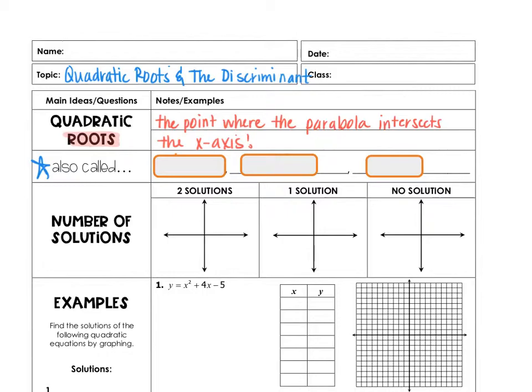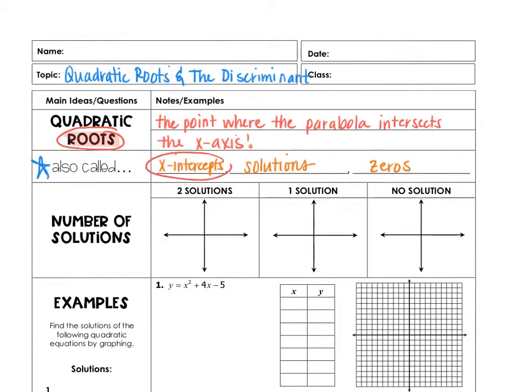We've heard of something like this before when we talked about lines, the point where something crosses the x-axis. So quadratic roots are also called x-intercepts, the point where the graph crosses the x-axis. They're also called solutions, and they're also called zeros. It is important to know that these words all mean the same thing, and personally, I will use them interchangeably. I'll call them roots, or x-intercepts, or solutions, or zeros, and they all mean the same thing. They all mean that we're talking about the point where specifically the parabola intersects the x-axis.